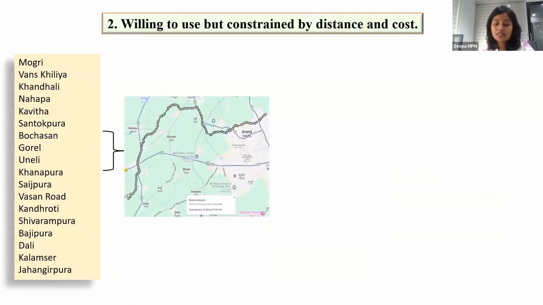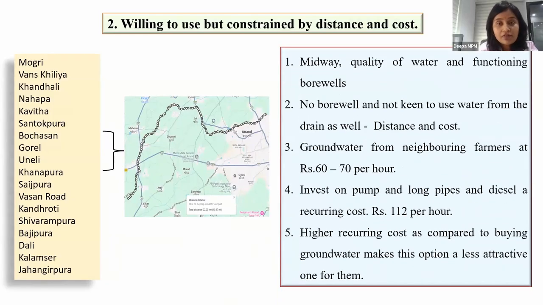Coming to the other stretch, the other group of farmers. They were willing to use this water, but they were constrained by the cost and the distance. These farmers were in the midway between the acceptance and non-acceptance of this system, because they were not completely convinced about the quality of water. And on top of that, they had their own bore wells.